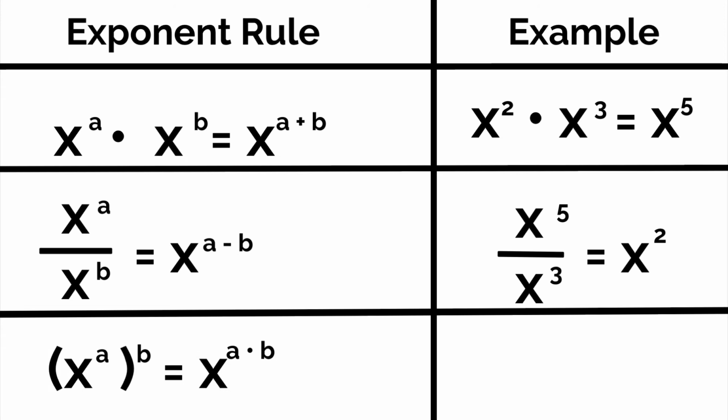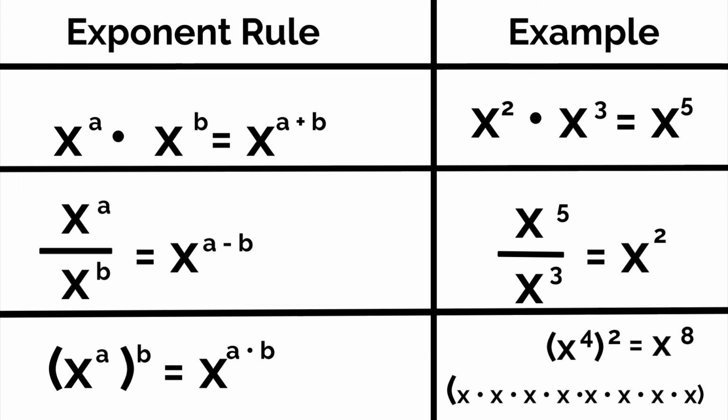Lastly, if we do x to the a power, that is then raised to the b power, it equals x to the a times b. Let's say we have x to the fourth to the second. That means we have 4 x's, and then that whole thing is squared, meaning we have 2 sets of 4 x's. That's 8 x's total, or x to the 8th. So these expressions summarize the rules for manipulating terms that are raised to exponents.